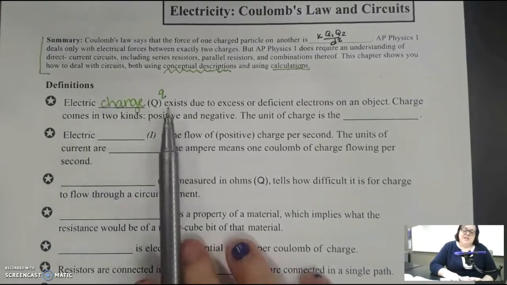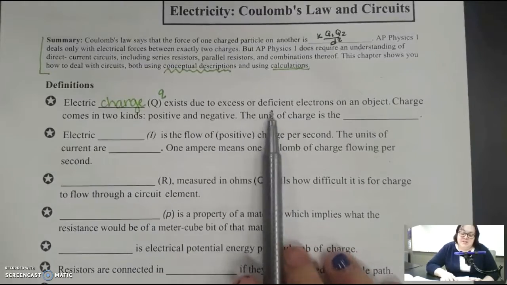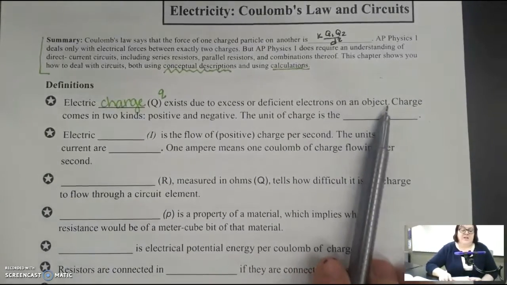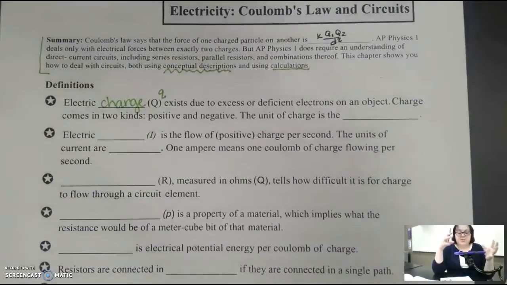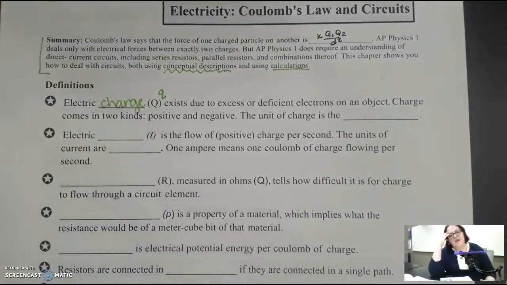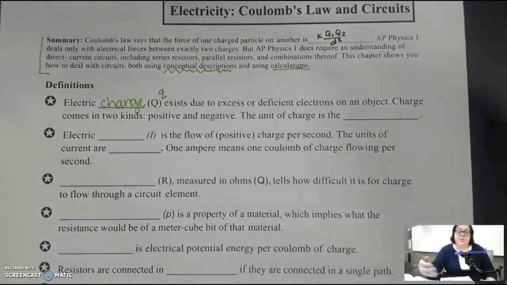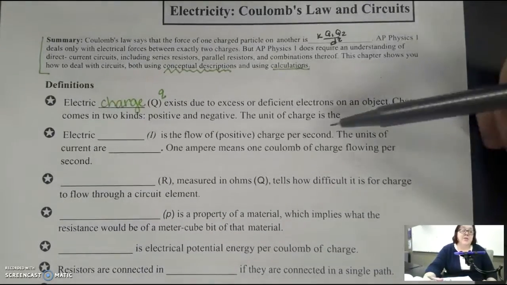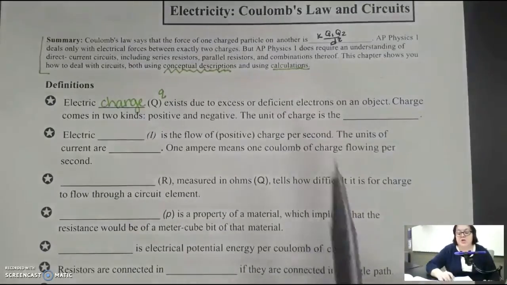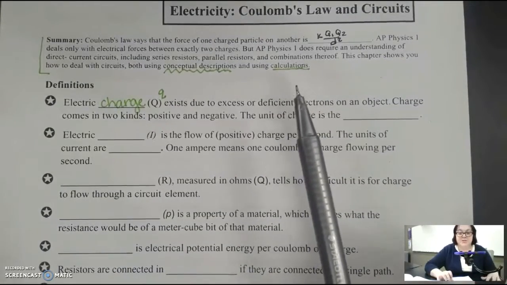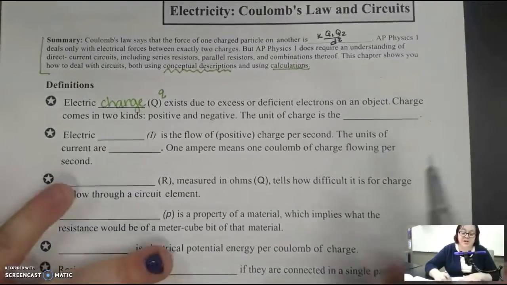Electric charge exists due to excess or deficient electrons on an object. So if something has equal amounts of protons and electrons, then it's neutral. I'll talk about it later, but just briefly. And then if it has more electrons than protons or vice versa, it has electric charge. We've also talked about the fact that it would make the math involved a lot simpler if we had given our charges, our electrons and protons, opposite charges, but we didn't, and there's no going back now.